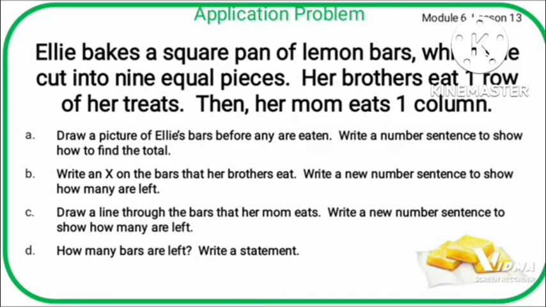Try and draw it. You're going to get a 3 by 3 array. A 3 by 3 array. That is 3 plus 3 plus 3 equals 9. And that gives us the total number of lemon bars that Ellie baked.